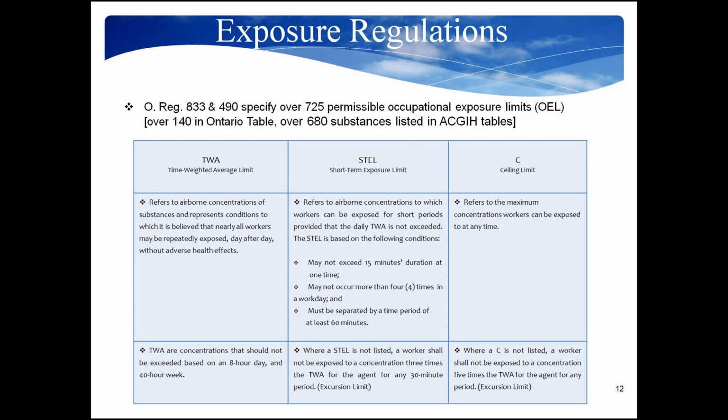And then for the ceiling limit, that's just a concentration, a max concentration that should never be exceeded. And that's difficult to measure. You usually just do a quick short-term sample in order to measure the ceiling. There's also excursion limits, so when a STEL or a ceiling limit doesn't exist for a certain compound, there's rules on what you can do for that. The TWA multiplied by 3 can be the excursion limit for a STEL, and the TWA multiplied by 5 can be the excursion limit for the ceiling.